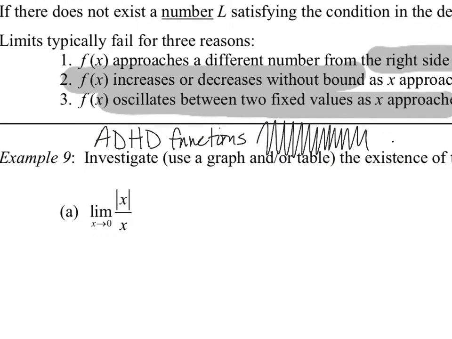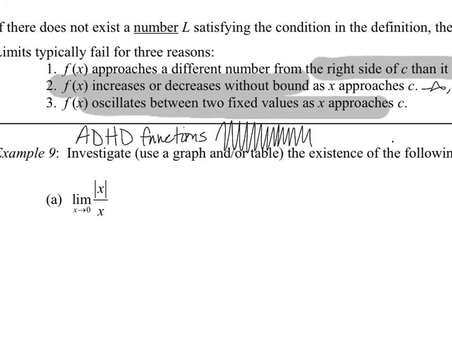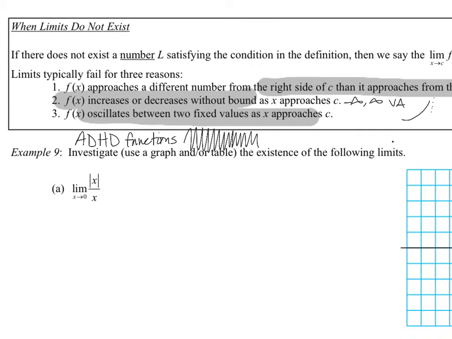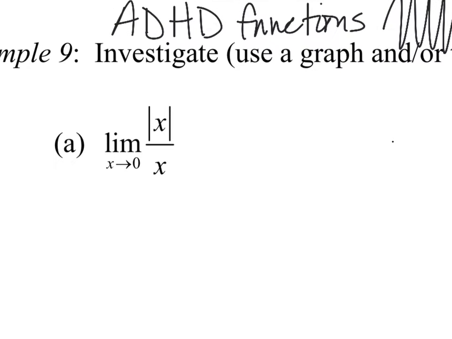Okay. So let's investigate a few graphs, and we're going to use a graph and/or table to investigate the existence of the following limits. So first off, the limit as x goes to 0 of the absolute value of x divided by x. Okay. So what should we do? Let's graph it first.